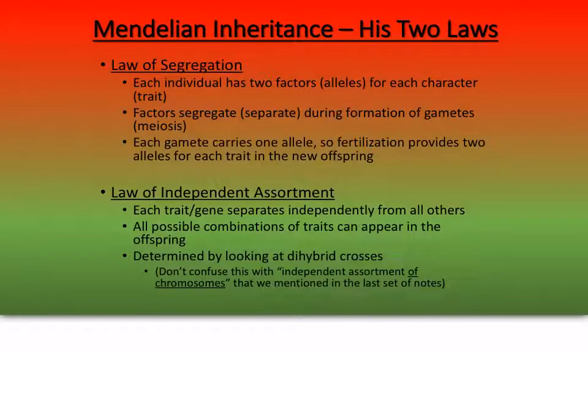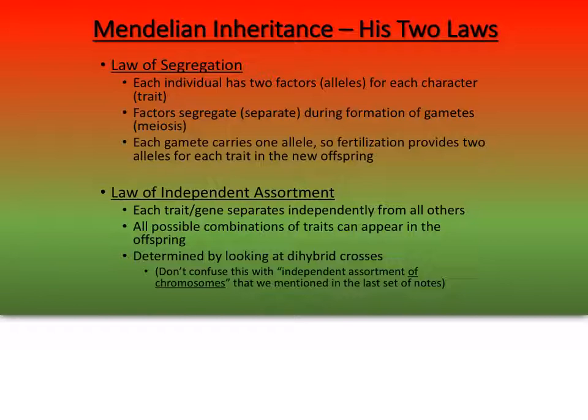Okay, two laws that came from Mendel's early work. The first one is the law of segregation, and this law states that every individual has two factors, which we now call alleles, for each character, which we now call traits. And what Mendel said is that these two alleles are going to segregate or separate when we form our sex cells, we form gametes. So in other words, in meiosis, you're going to separate the two alleles for a trait, and that's because you've got one allele on one chromosome and the other version of that gene on your other homologous chromosome. Now, because these two things will separate, each gamete will carry only one of those alleles.